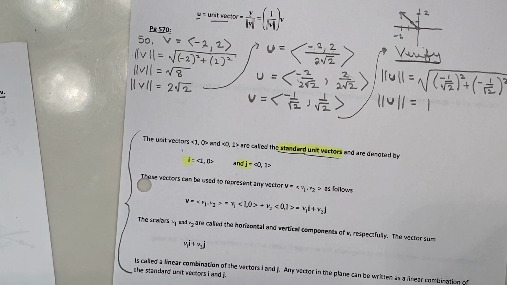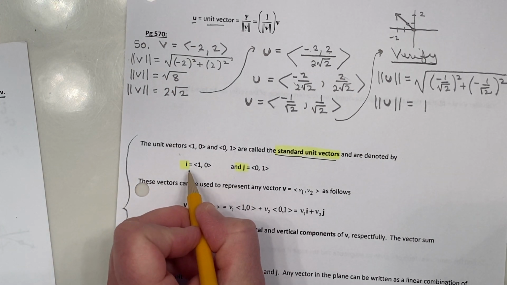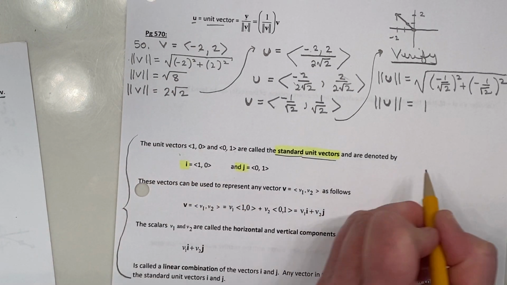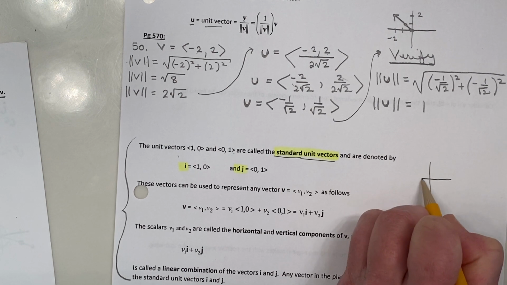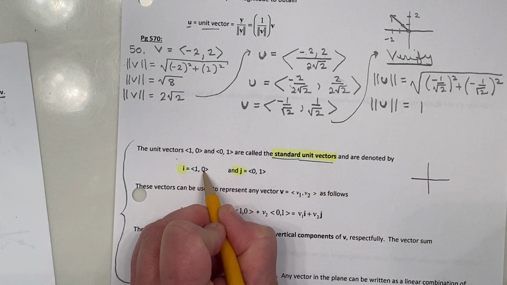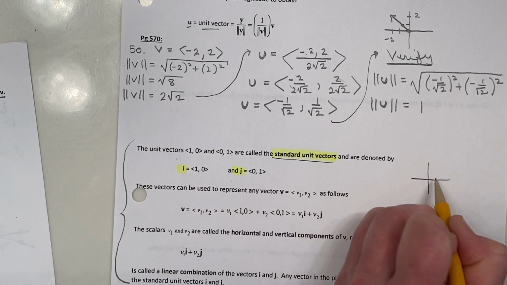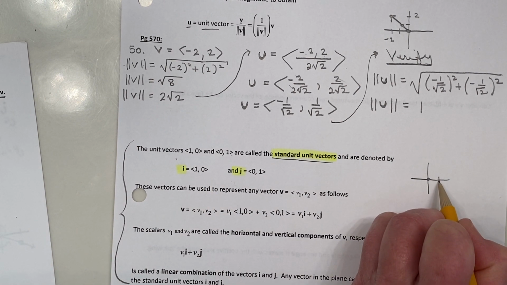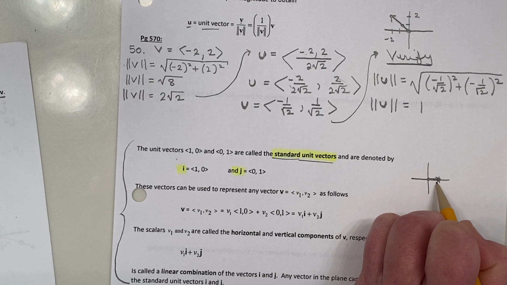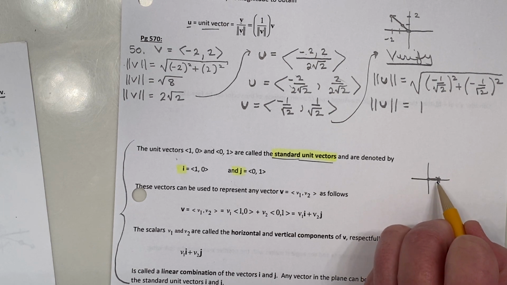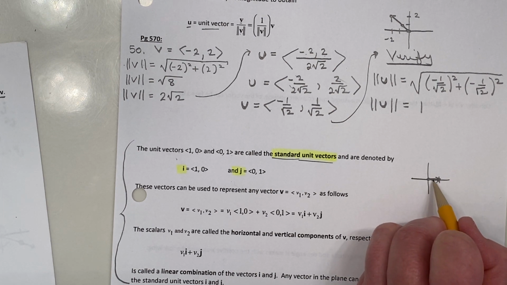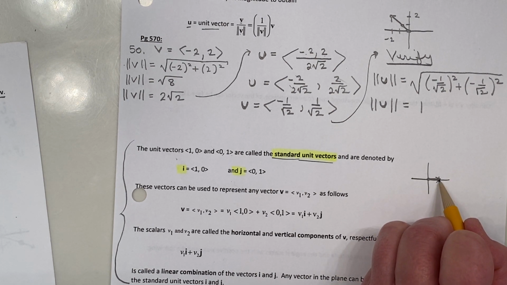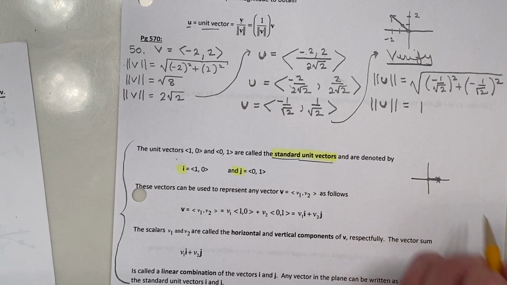So I want to get a visual. Let's look at the standard unit i vector. If I were to plot 1, 0, remember this notation means I start at the origin. So 1, 0 would be right here. I'd stop, connect, put my arrow. This is the horizontal component. You can see that it has a length of 1, and it falls right on the x-axis.